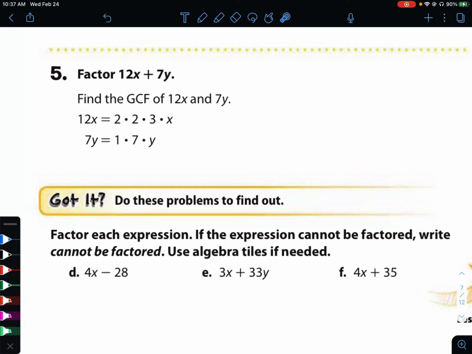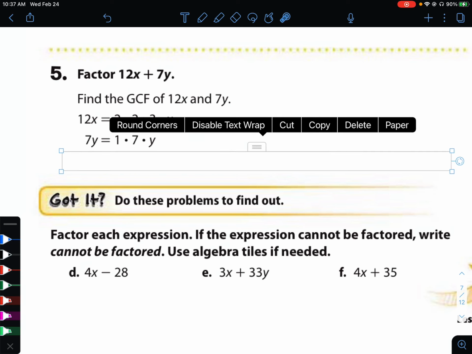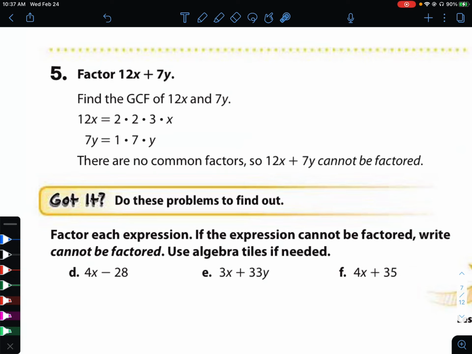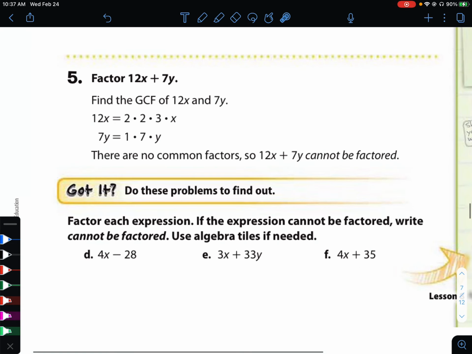So in this case, there are no common factors except for 1. So there are no common factors except for 1. So 12x plus 7y cannot be factored. Remember when we talk about fractions, a fraction is in simplest form where the greatest common factor of both the numerator and denominator is 1. It is also true for expressions. If the greatest common factor of 12x and 7y is 1, then it is in simplest form, or it cannot be factored. So do the guided problems, and let's see if you understand example number 5.